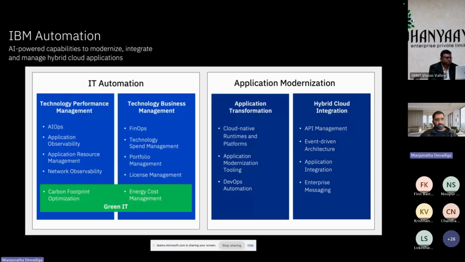So apart from this, as a solution, that is what I have covered on application modernization. This is another piece where organization.